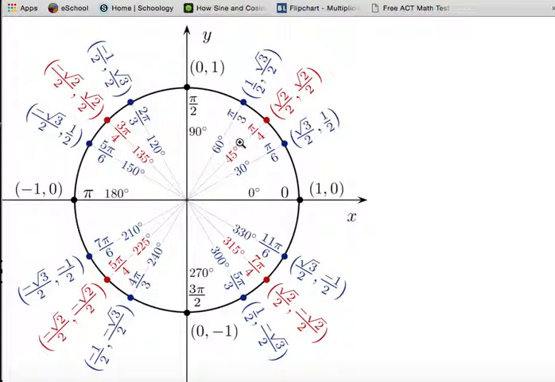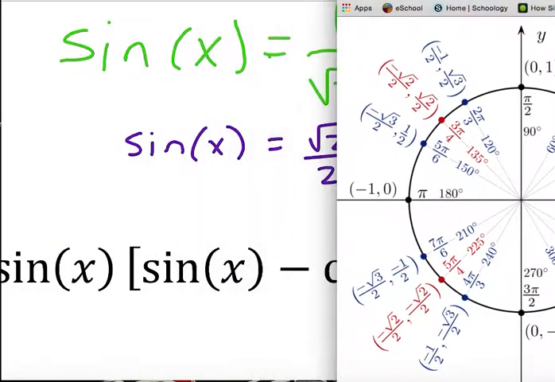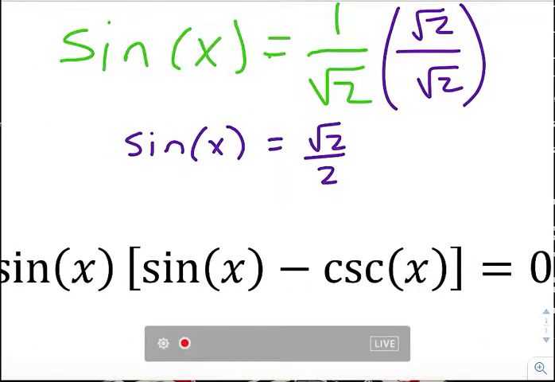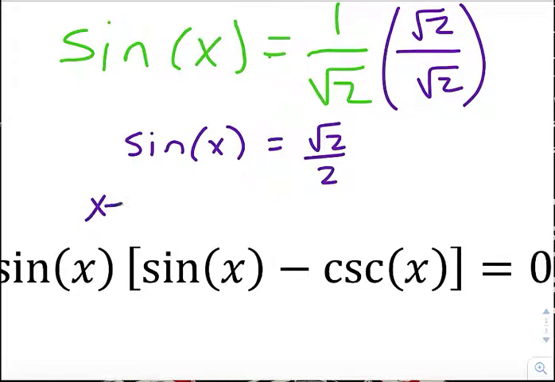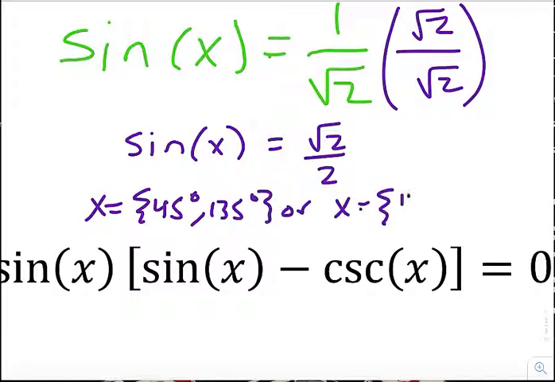And so it looks like our two answers will be 45 and 135, or if we want to write them in radians, pi over 4. Okay, so let's write this down. So x is going to equal 45 degrees, 135 degrees. Or if we want to express it in radians, because it's unclear which one we should be doing, we're looking at pi over 4 and 3 pi over 4.